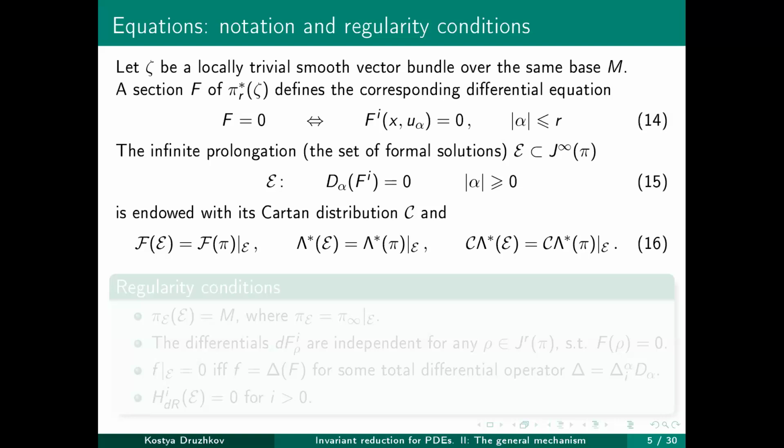The infinite prolongation of this system of equations, or of this equation, is the system given under formula 15. So we just take left-hand sides, we take all their total derivatives, that is differential consequences, and we get the corresponding infinite system of relations, infinite system of equations. And this system describes a subset of the infinite jets. And this subset admits simple interpretations, just the set of formal solutions of the original system.